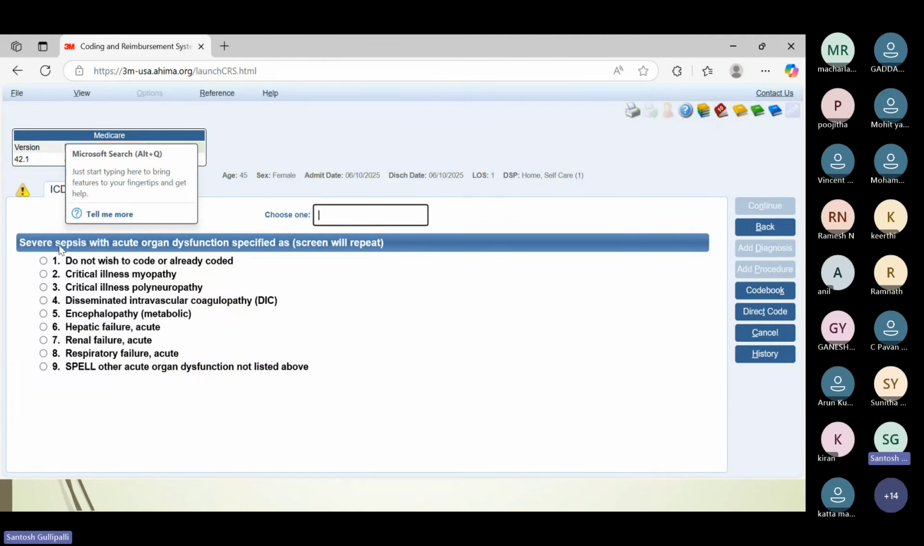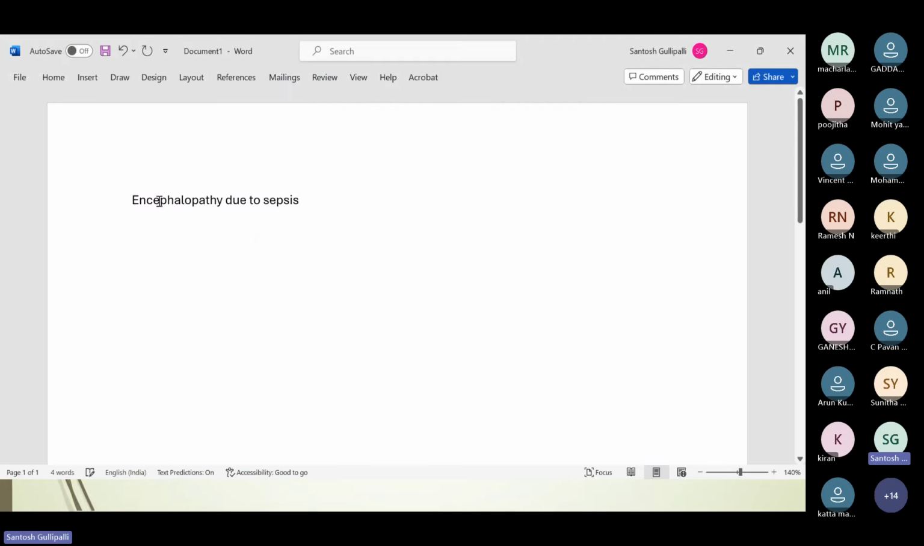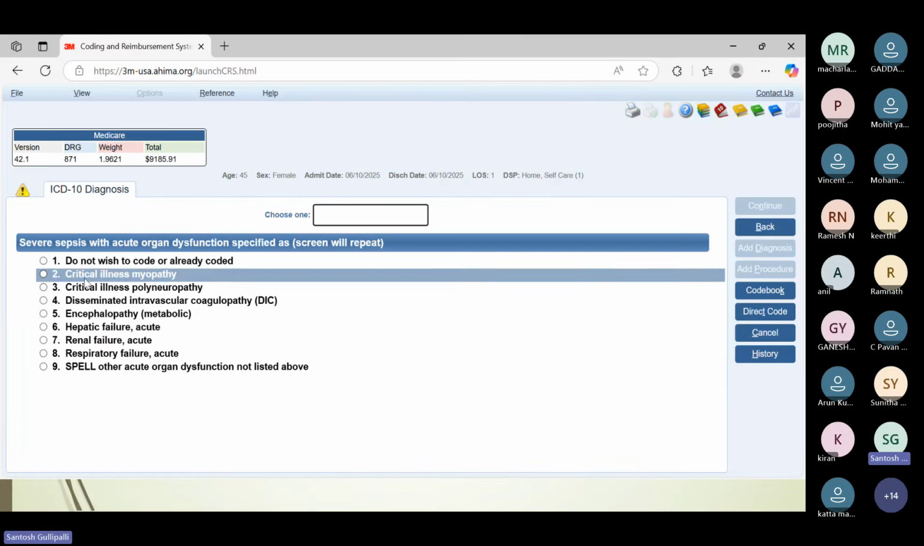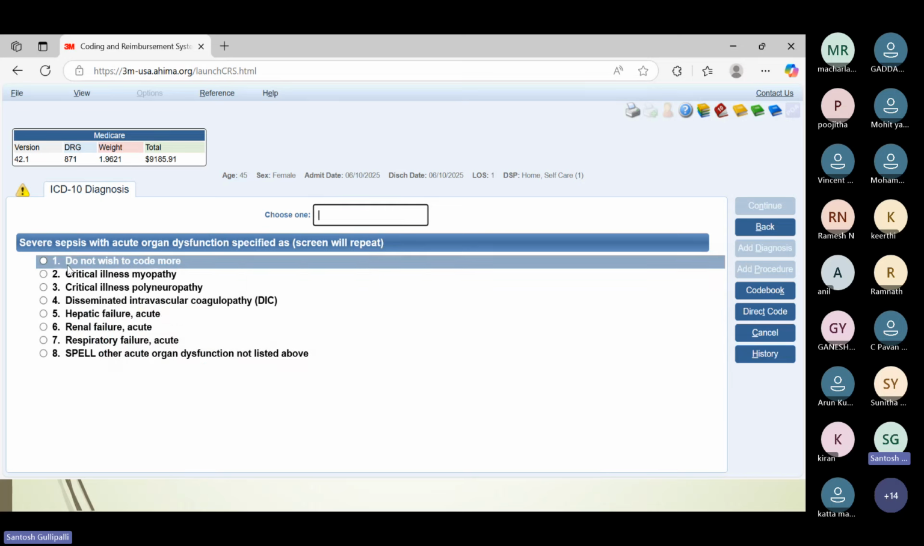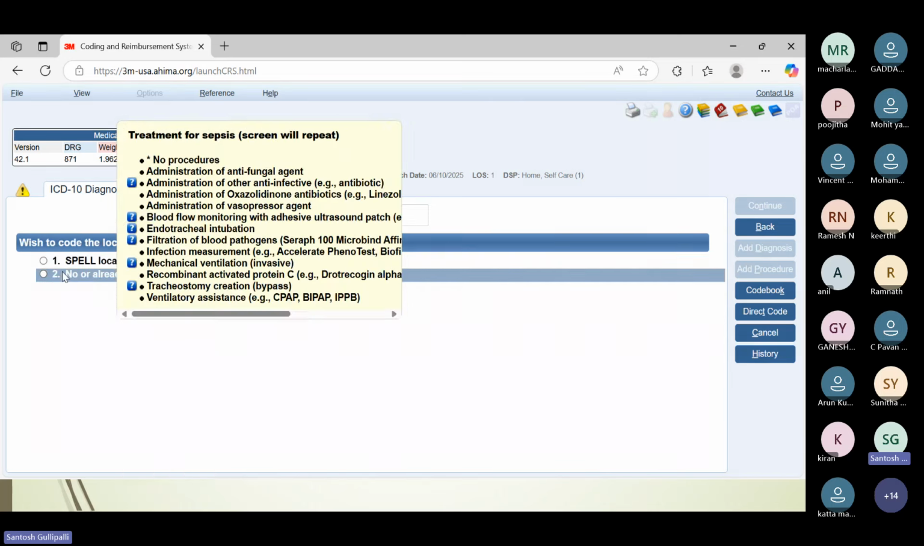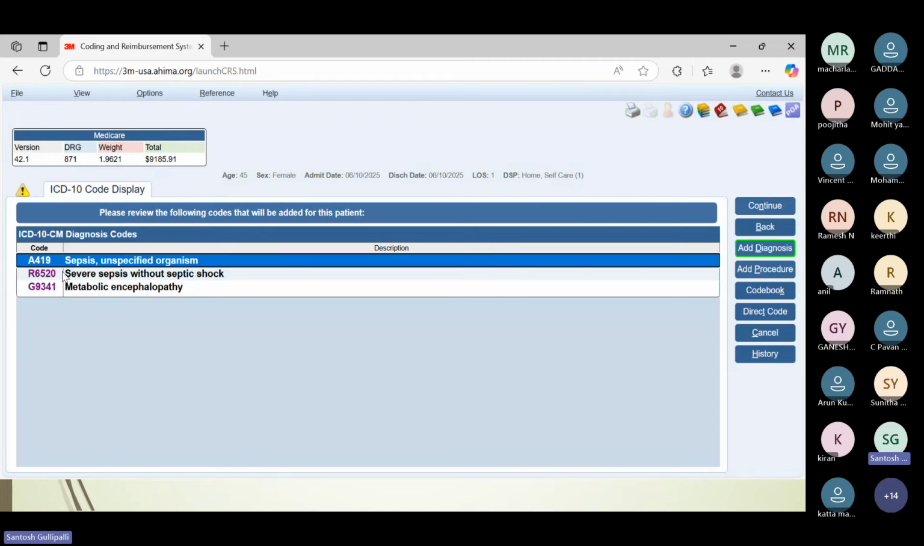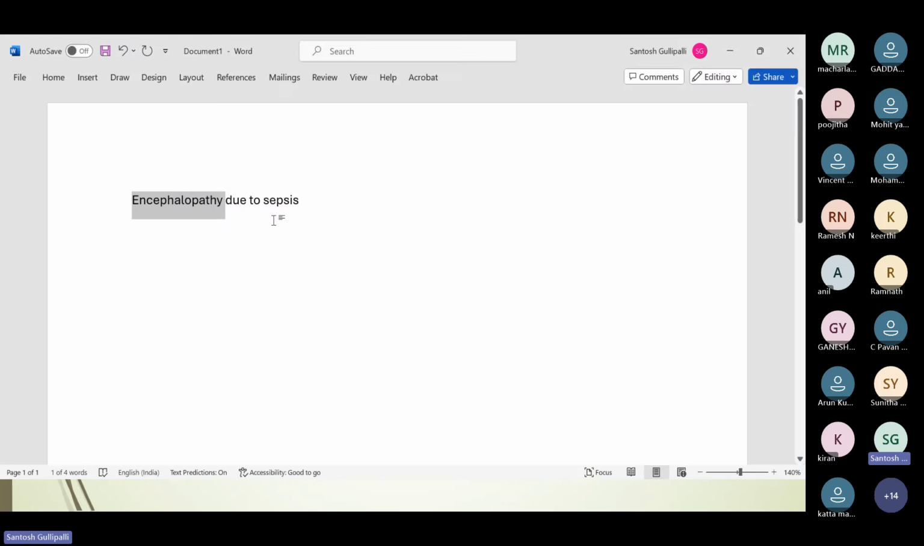So severe sepsis with acute organ dysfunction, specified as what? What is the organ dysfunction specified as? Hepatic failure, or encephalopathy, or renal failure, or respiratory failure. In this example, we are given encephalopathy. So that time you can select encephalopathy. Do not wish to code, there are no other acute organ failures. 2, no procedure. That time by default 3 codes. So for encephalopathy due to sepsis, that type of sepsis we can consider as severe sepsis.